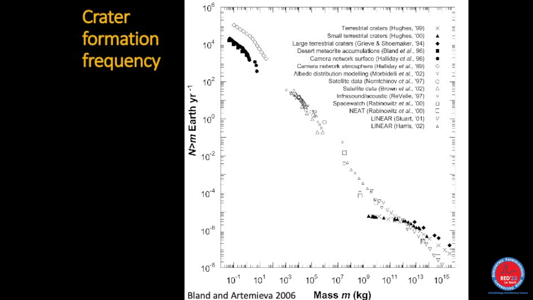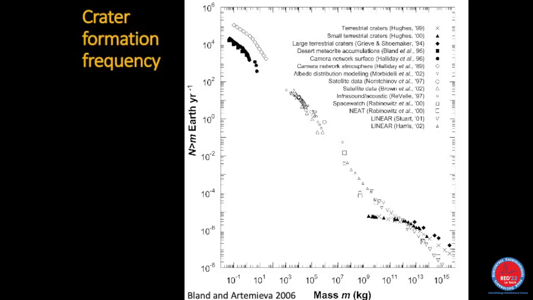As you can see, this was also already shown to some degree here, but I will discuss it in a little bit more detail. So here you can see the mass of the impactor, starting from stuff that is smaller than the size of a grain of sand, up to the sizes of asteroids that are capable of producing seriously sized impact craters.